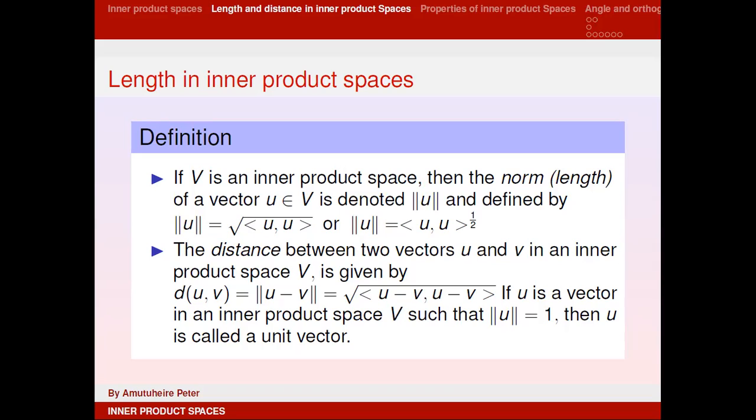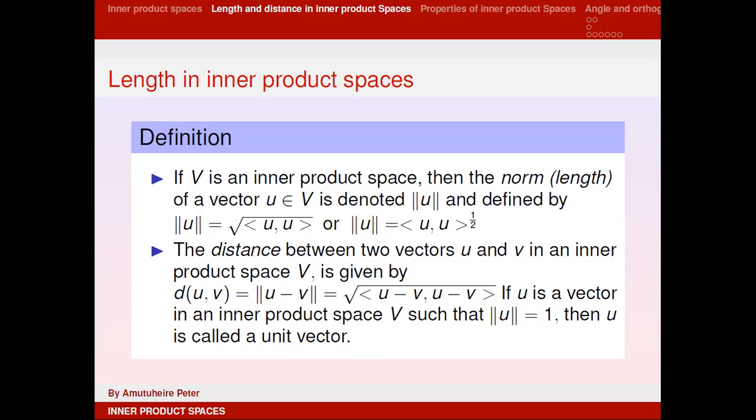So either 38 minus 0 or 0 minus 38 gives me that distance. From the definition of this norm, it is the inner product of u minus v with u minus v again. And if u is a vector in an inner product space V such that the norm is 1, then u is called a unit vector. So here we are defining three things.